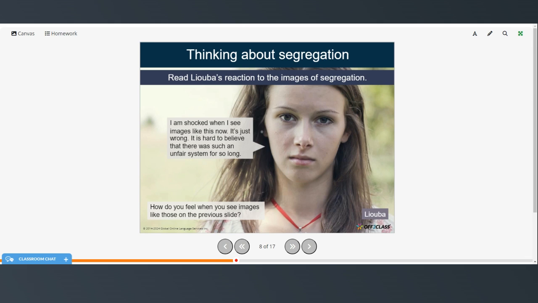So we're going to read Liouba's reaction to the images of segregation. I'm shocked when I see images like this now. It's just wrong. It is hard to believe that there was such an unfair system for so long. And so how do you feel when you see the images like those on the previous slide? Do you agree with her? Are you shocked? Do you think it was wrong?